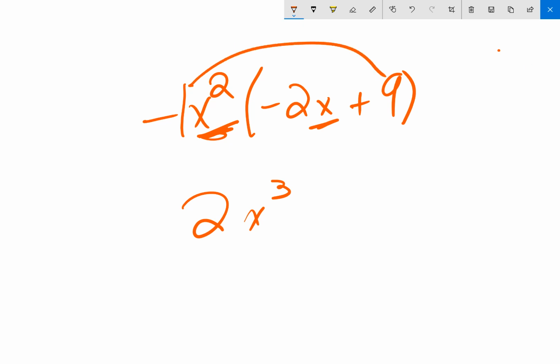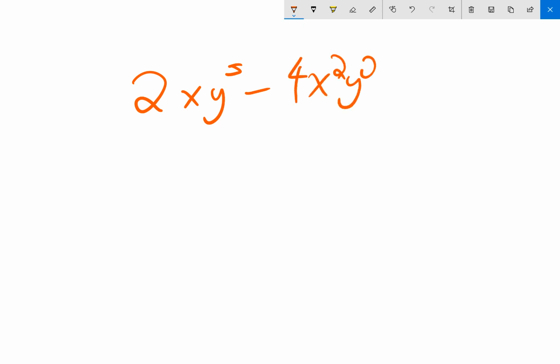And then when I distribute to the second term, I've got a negative times a positive 9. That negative times a positive 9 turns into a negative 9. And this x squared carries with the term. It doesn't get any larger because there's no x's here to combine with. It just stays as x squared. And that's it. That's the answer.